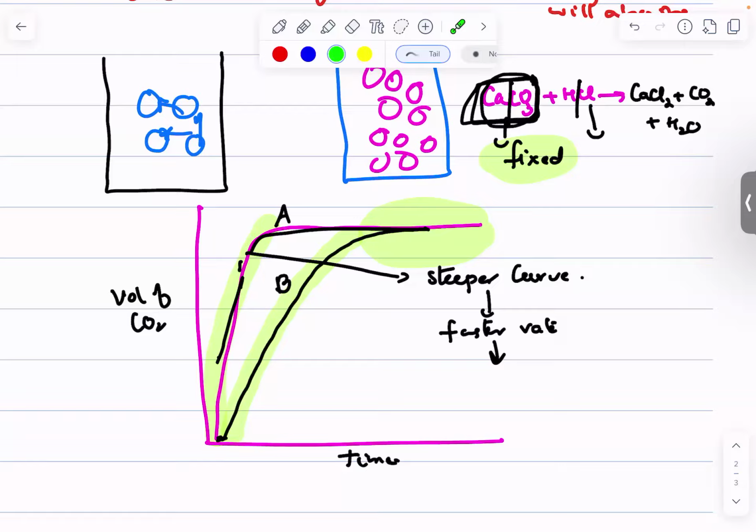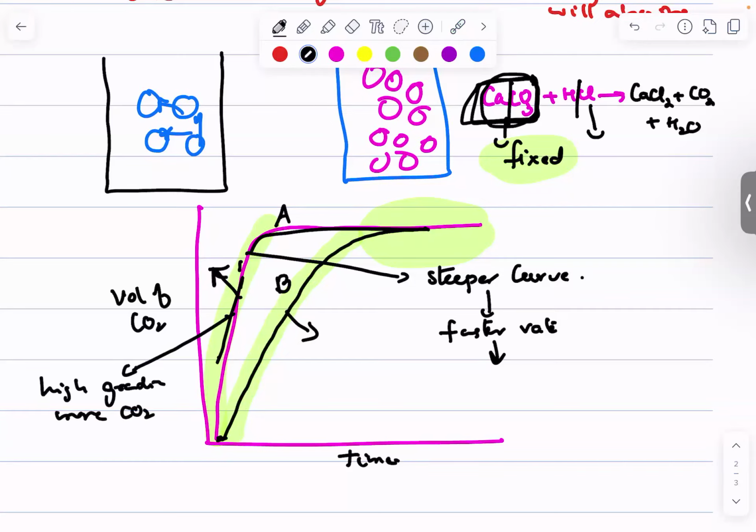So I hope that if it comes in the paper, you can easily tell what the difference between the two is. Steeper curve, higher gradient. Lower curve, lower gradient. I'm repeating: steeper curve, high gradient, more carbon dioxide initially, and one thing more, high concentration of the acid used.